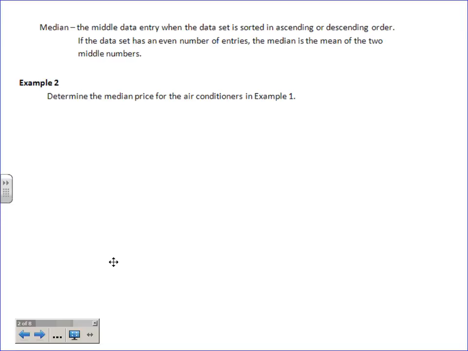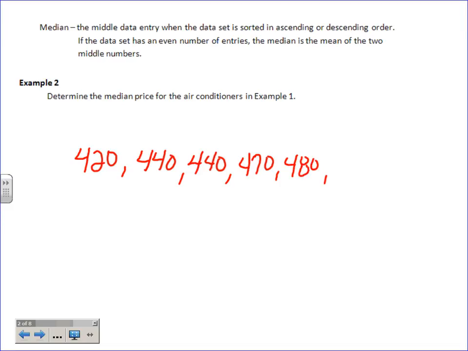So of course, we should order them first. And so what is the smallest number? 420, all right, followed by 440. That's really weird, but there you go. Now, what if you have multiple 440s? Yep, still have to keep writing them. All right, and what's next? 470, 480, 500, 840.